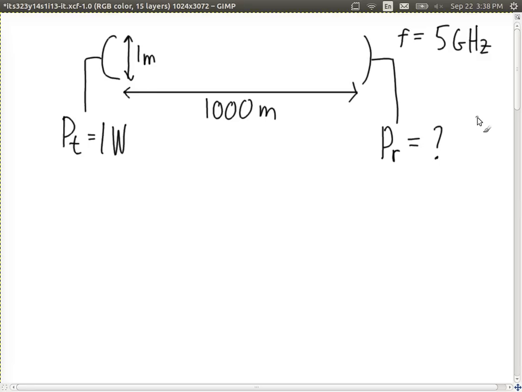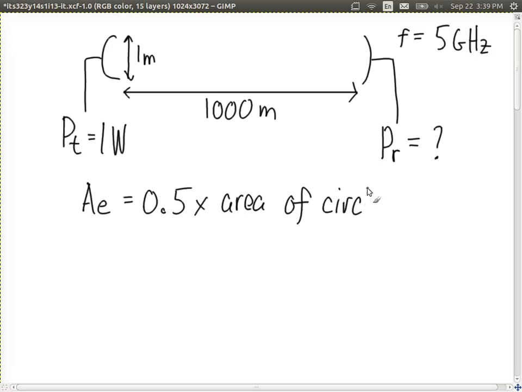In this case, the transmit and receive antenna are exactly the same size. So in fact, you only need to calculate the gain for one of them, then you know the gain for the other. As a hint, the first step, calculate the gain of our antenna. And the assumption that we're making is that the effective area of our antenna is 0.5 times the area of the circle. If we look at the antenna face on, it appears as a circle. The effective area of our antenna, AE, is half of that area of the circle.